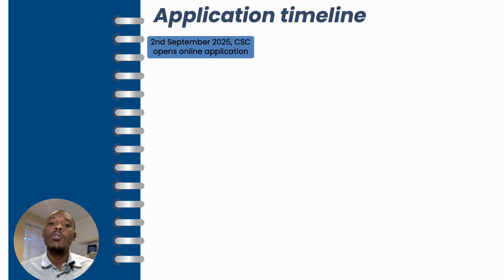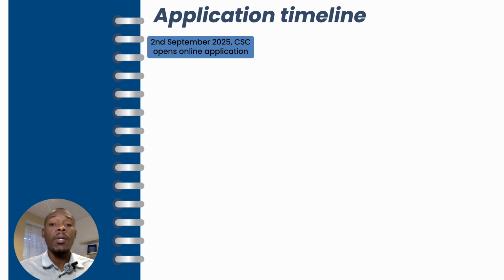So now let's move on to the application timeline. For this time around, the application has opened on the 2nd of September, and it is expected that it is going to close on the 14th of October for both the master's application and the PhD application. So you only have about a month, and it is time that you get working, preparing your application.